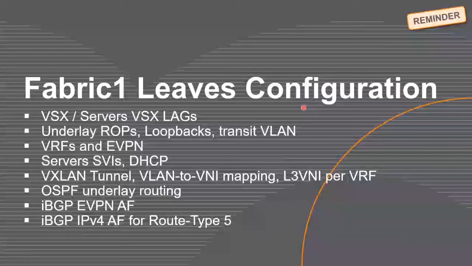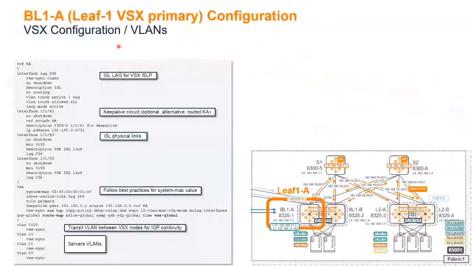Right. Let's see now the leafs configuration. First of all, nothing new, VSX. We are going to consider high availability in the data center. So it's all about VSX VTEP. So it's VSX configuration here. There is nothing really new here. I'm going to configure my ISL, my keepalive circuits, my links part of the ISL.